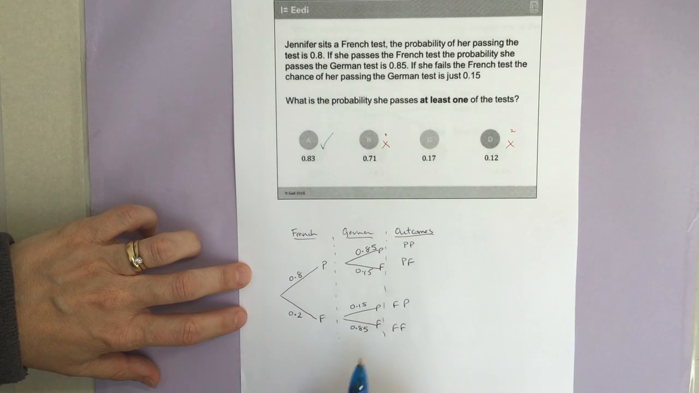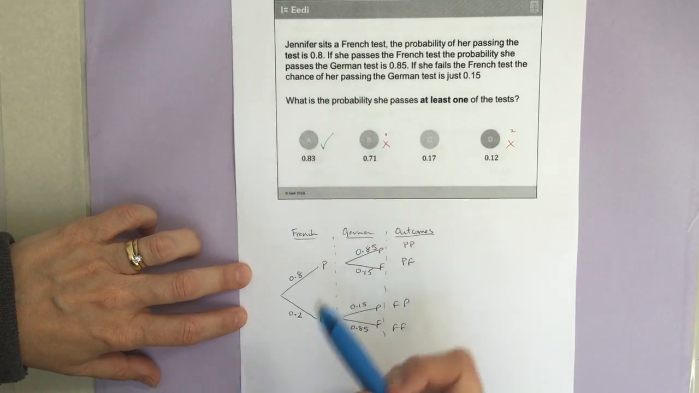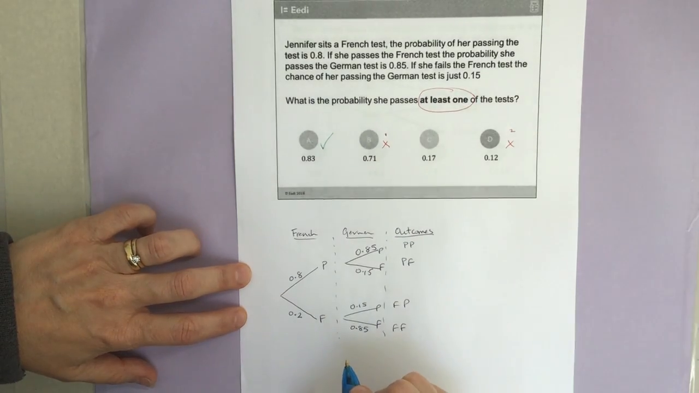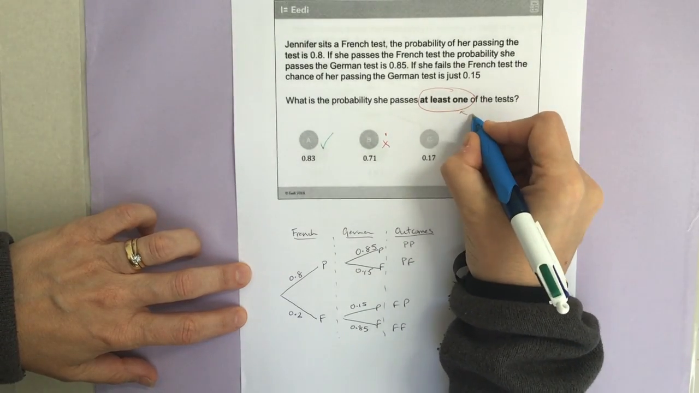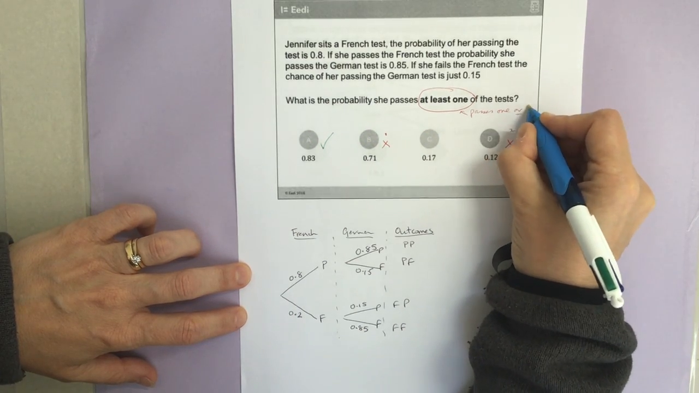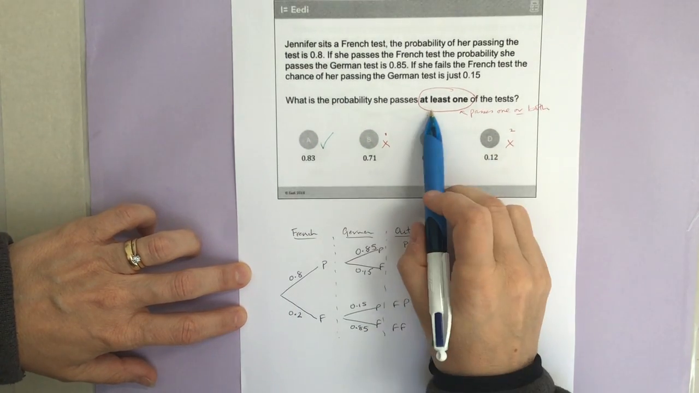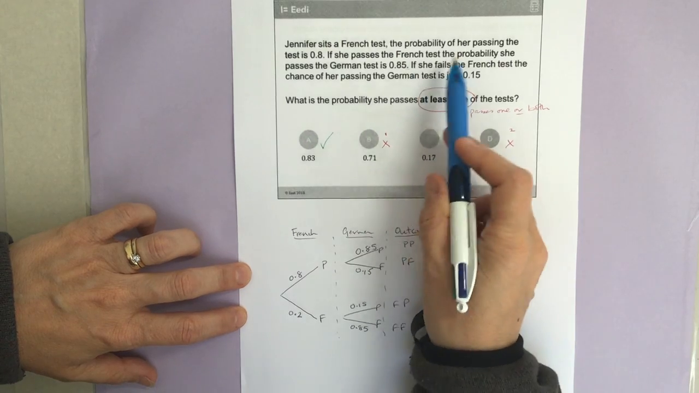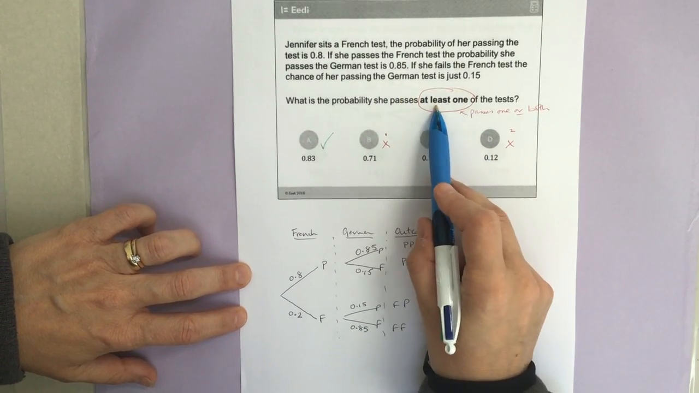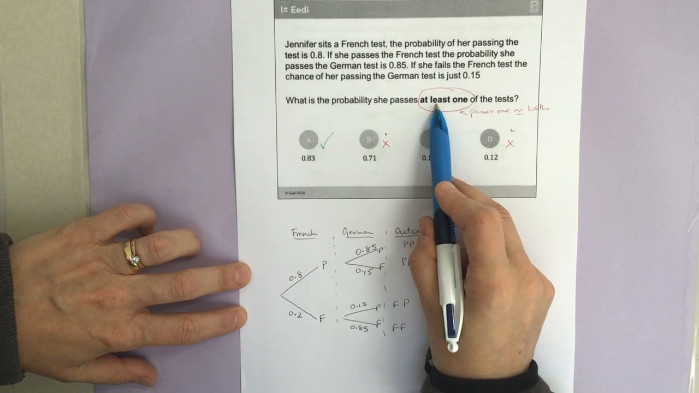Okay, and now it's about reading the question again really carefully, understanding what this means. And this at least 1 comes up in the next question as well. So at least 1, what does that mean? That means she passes one of the tests, or she passes both of them, because at least 1 means 1 or both. Okay, there's only 2 tests, so she either passes 1 or she passes both, because it's at least 1. It doesn't say exactly 1, it says at least 1.